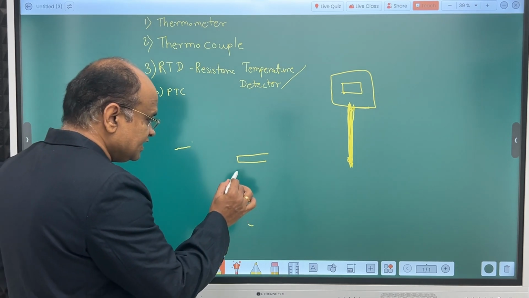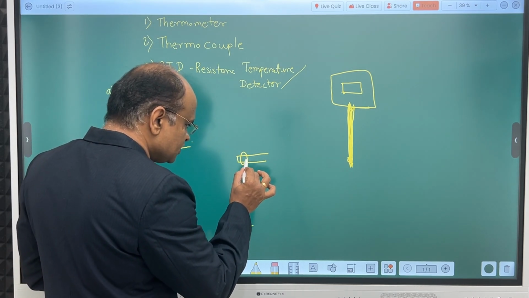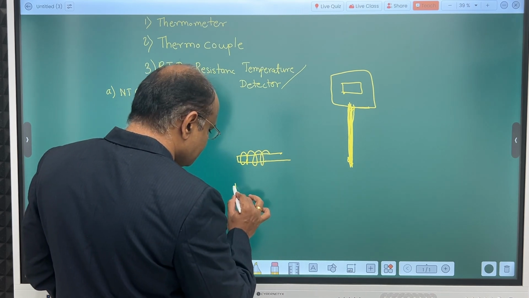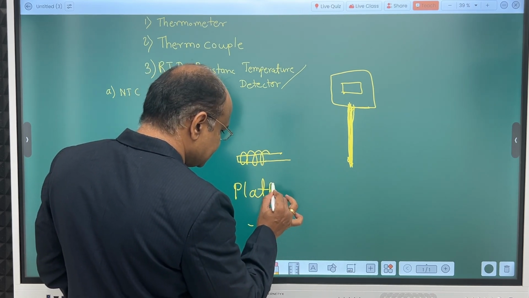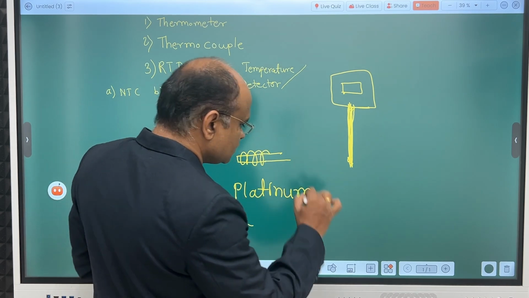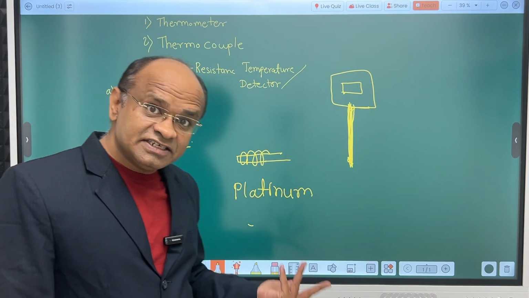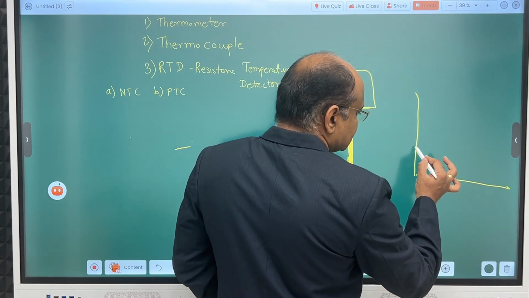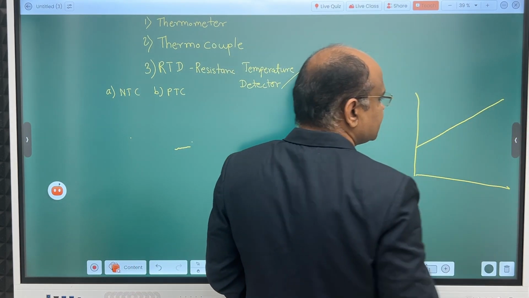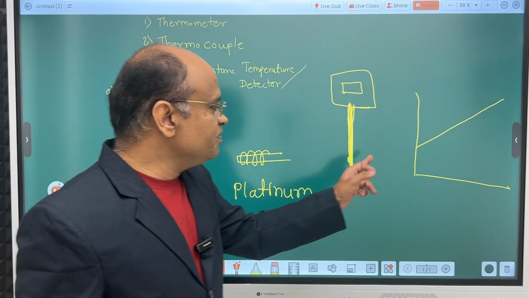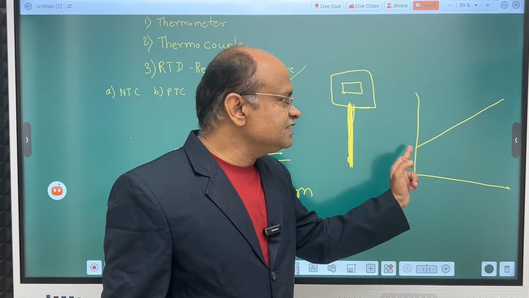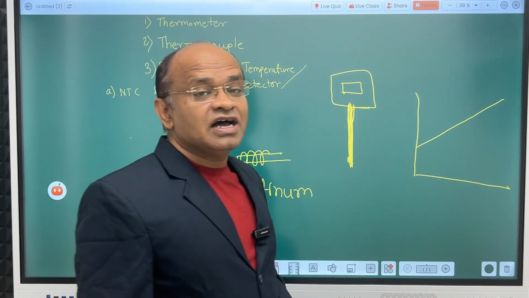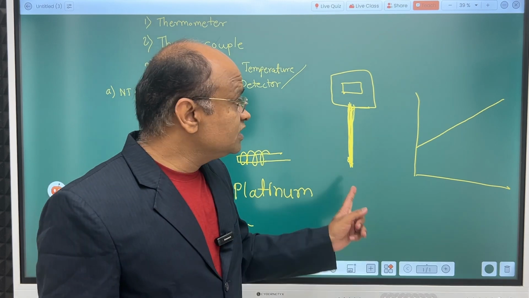We are just putting a wire on it, and this wire is platinum. Now you will ask me, sir, why platinum? Because platinum has a constant temperature gradient. What do you mean? If temperature increases, its resistance increases. Now you will ask me, how will it measure?